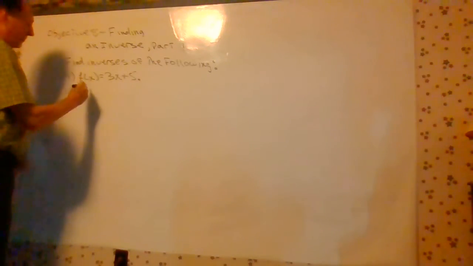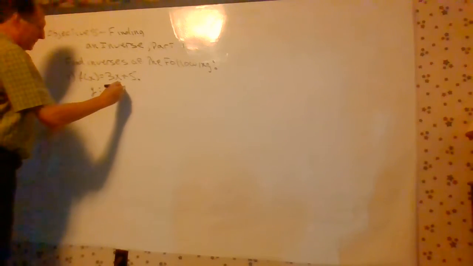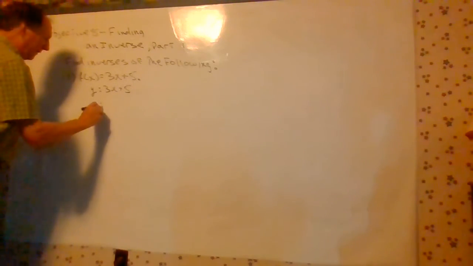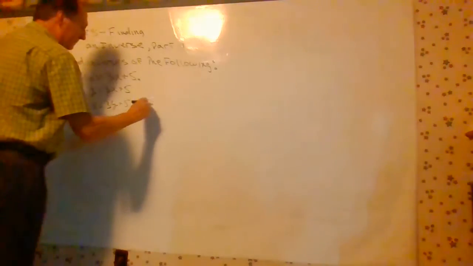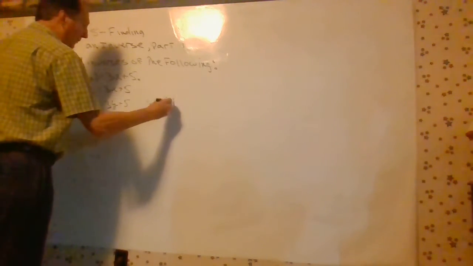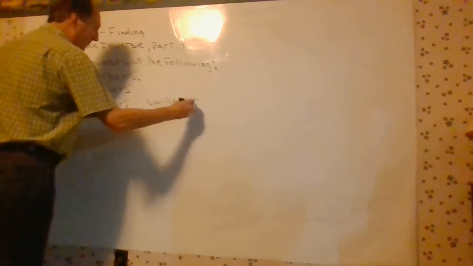Here's a method. For f of x, we're going to call that y. This just makes it easier to manipulate. And then we're going to switch the variables. x equals 3y plus 5. I'll just write, switch x and y.